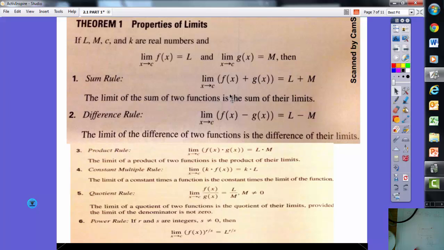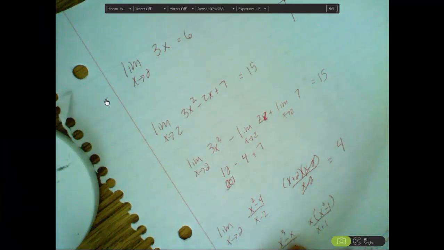Here's all your limit rules. I think you should write these down. We're going to talk about it a little bit, but there's nothing really crazy important here. Basically, the product rule is going to show up a lot. If you have a limit of a product, you can just take the product of the limits. So let's try some examples.